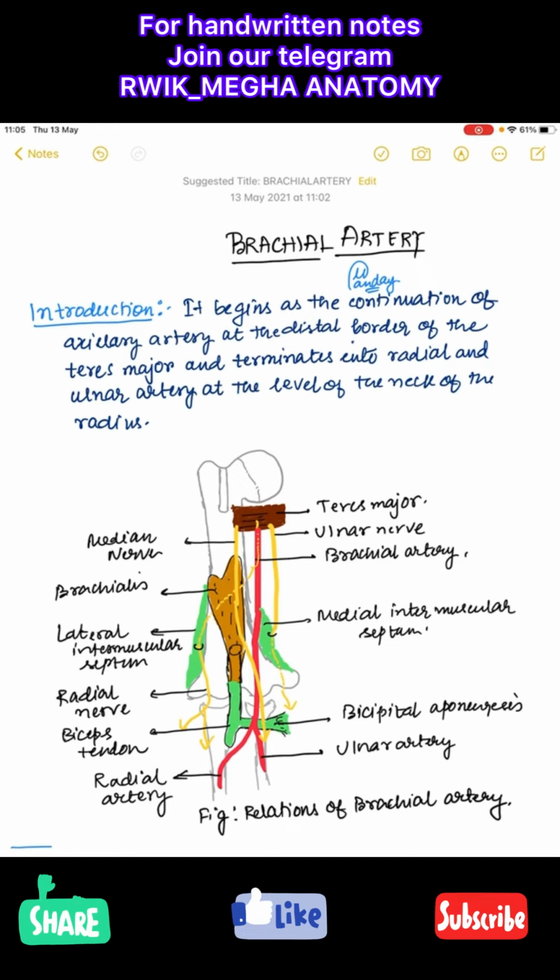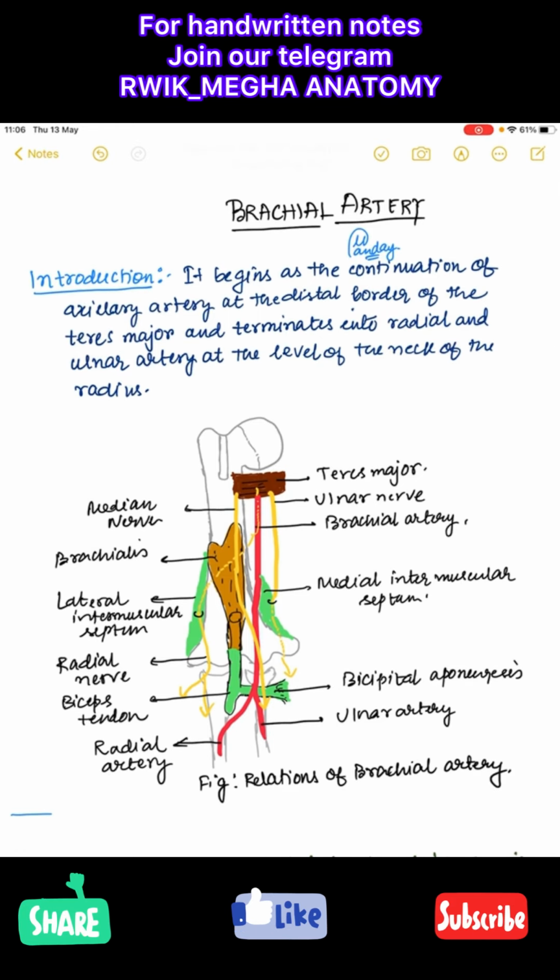So in this video, we will be discussing the brachial artery, which is the artery of the front of the arm. This brachial artery begins as the continuation of the axillary artery at the distal border of the teres major. So let us see this. This is our teres major muscle, you see.